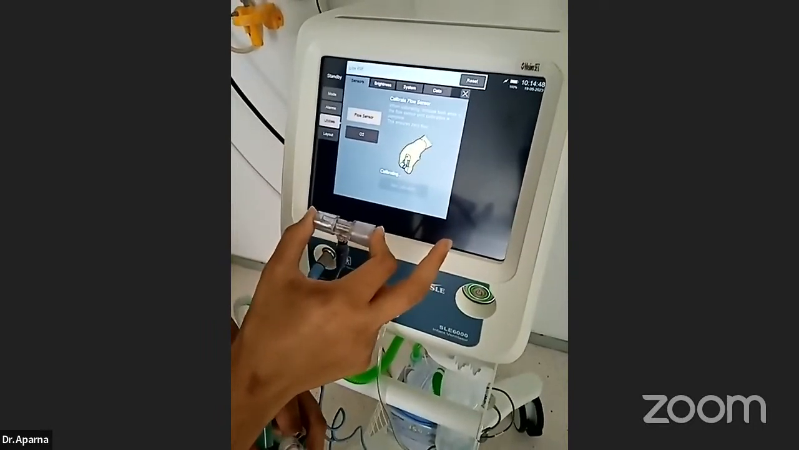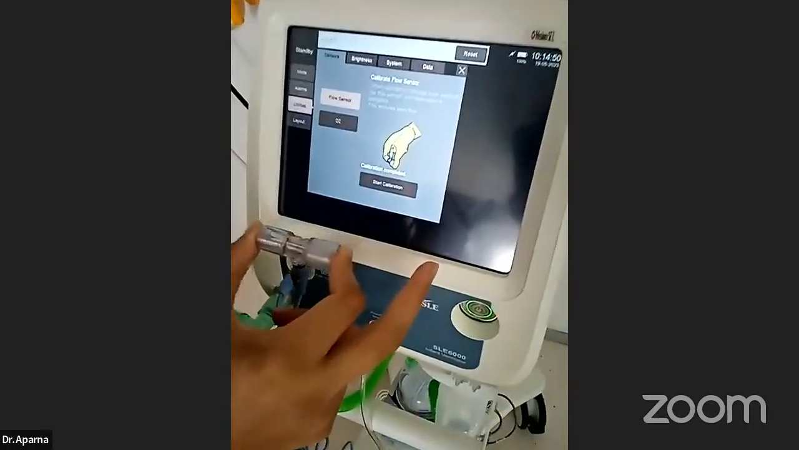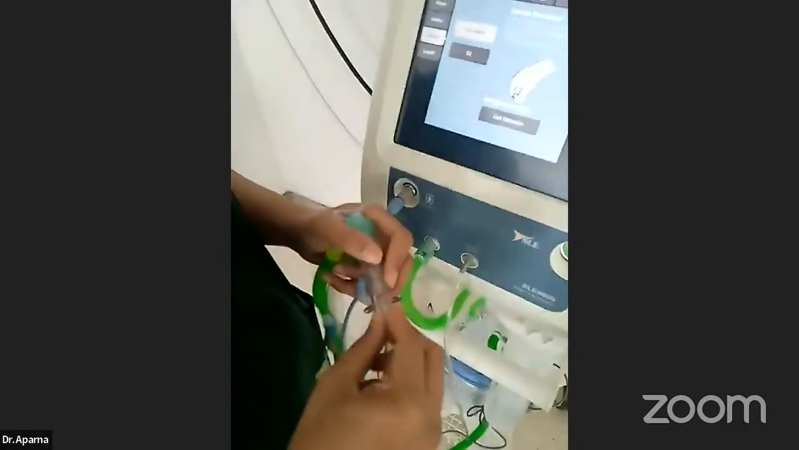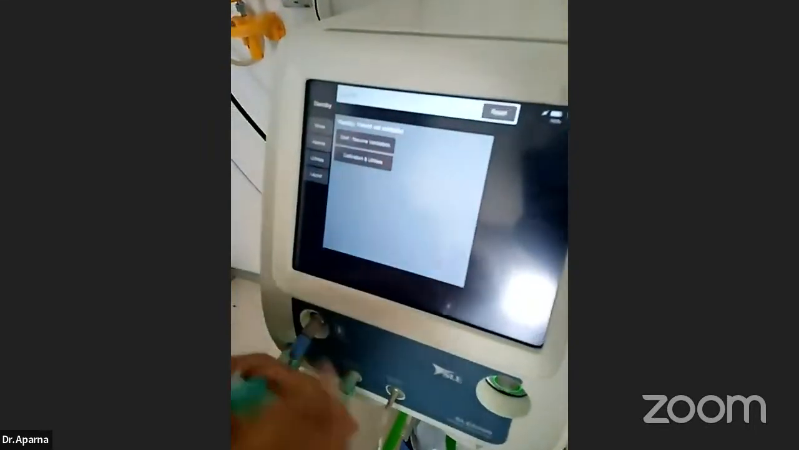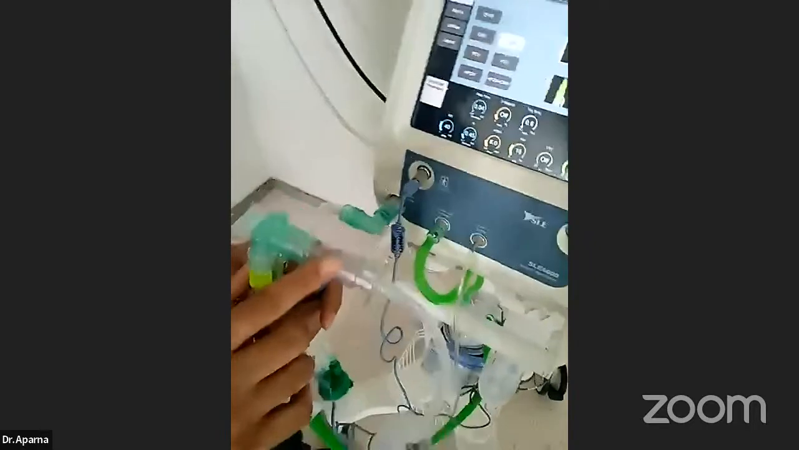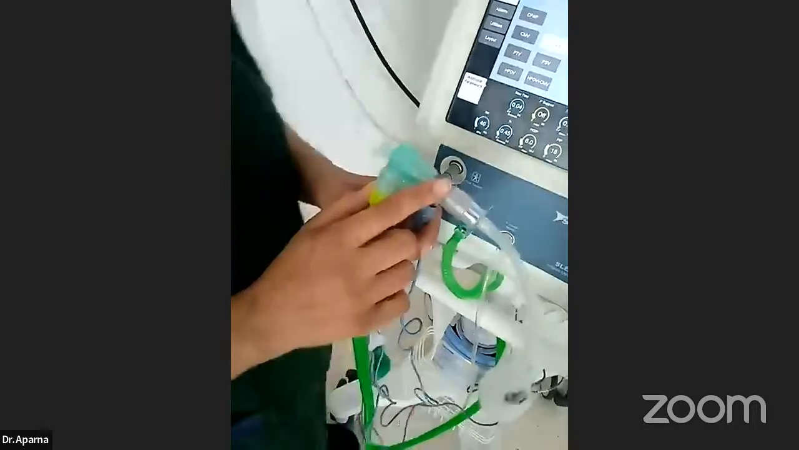It takes a few seconds with zero flow to ensure that calibration is completed. The flow sensor must be calibrated for using any of the patient triggered modes of ventilation because this functions as the trigger sensor while we are doing PTV.